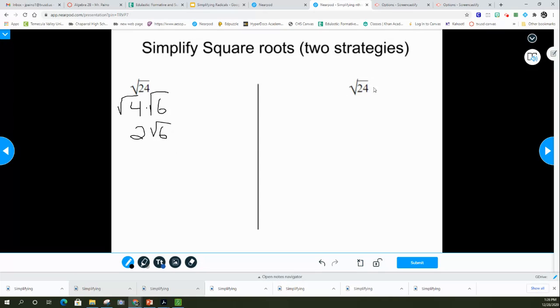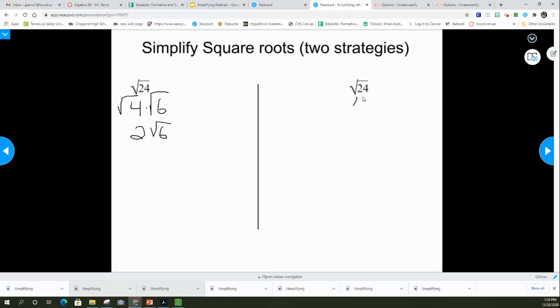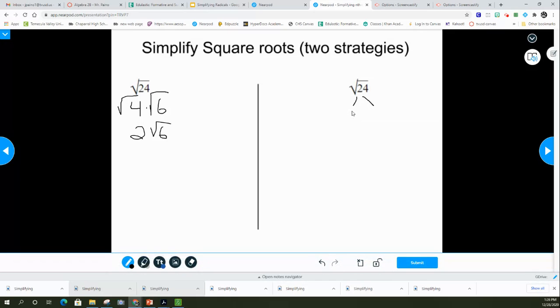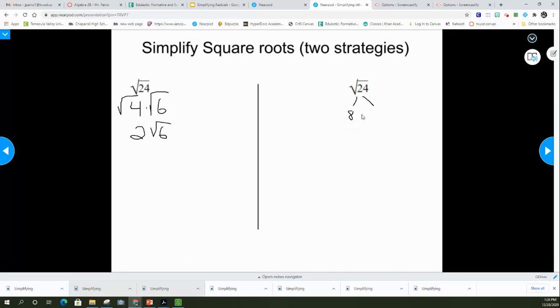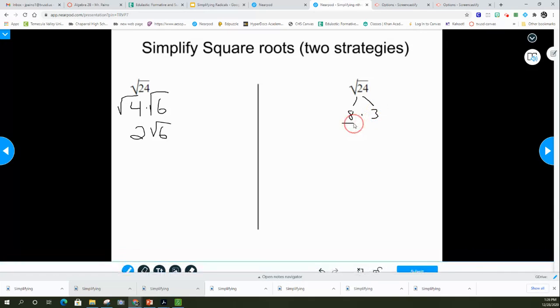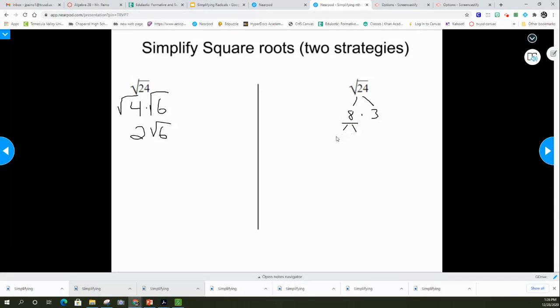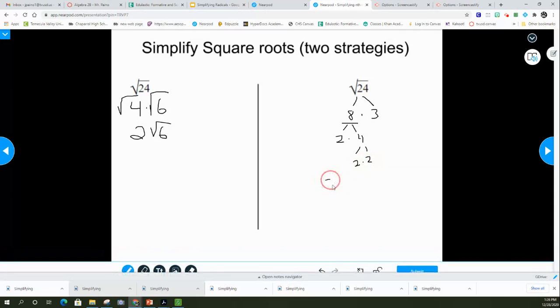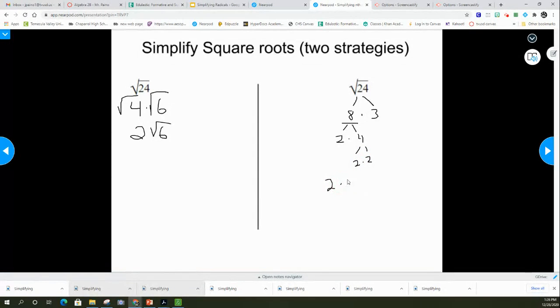For the square root of 24, a different strategy here is the prime factor tree. Just choose anything that multiplies up to 24. You could start with 8 times 3. You could have done 2 times 12. Once it's prime, you could stop. But 8, I've got to keep going. 8 is 2 times 4. And then 4, I could keep going. So 24 as prime factors is 2 times 2 times 2 times 3.